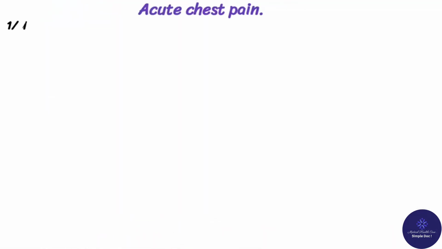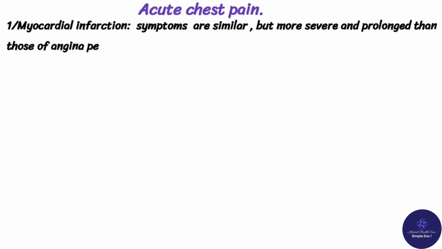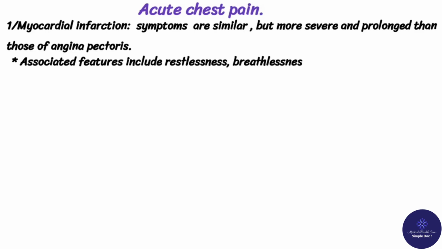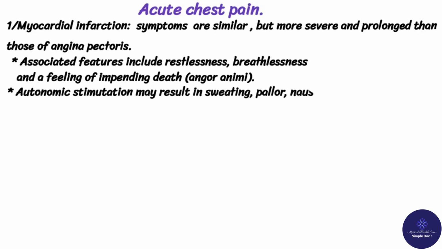Acute chest pain. 1. Myocardial infarction. Symptoms are similar, but more severe and prolonged than those of angina pectoris. Associated features include restlessness, breathlessness and a feeling of impending death, angor animi. Autonomic stimulation may result in sweating, pallor, nausea and vomiting.